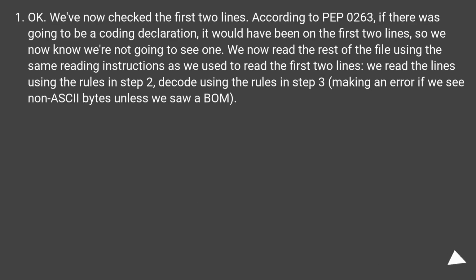Okay. We've now checked the first 2 lines. According to PEP 0263, if there was going to be a coding declaration, it would have been on the first 2 lines, so we now know we're not going to see one. We now read the rest of the file using the same reading instructions as we used to read the first 2 lines. We read the lines using the rules in step 2, decode using the rules in step 3, making an error if we see non-ASCII bytes unless we saw a BOM.